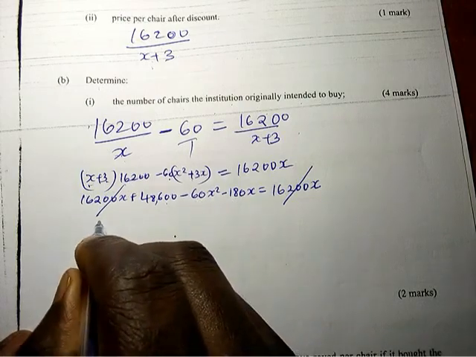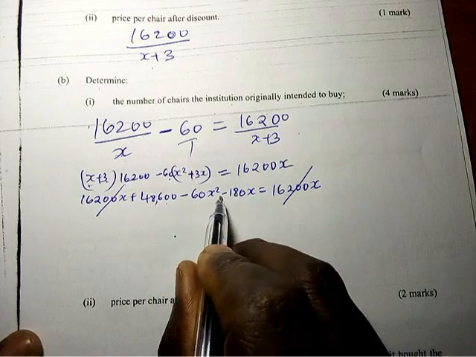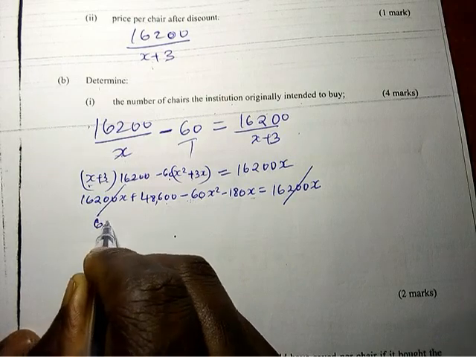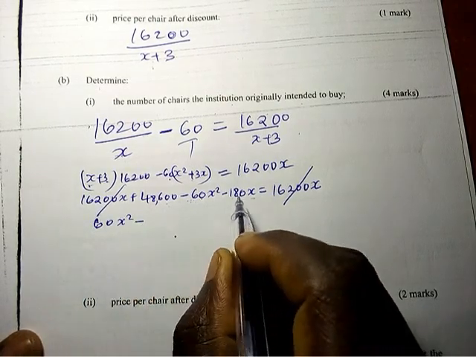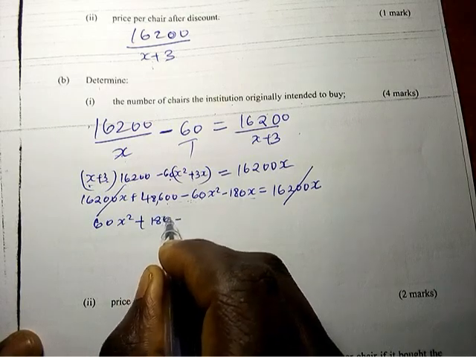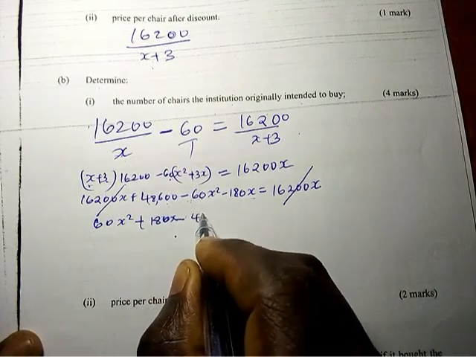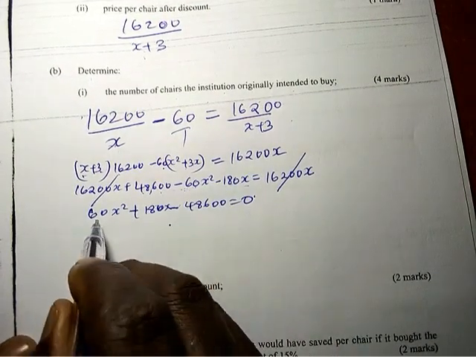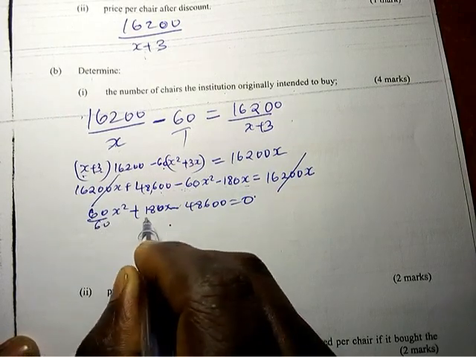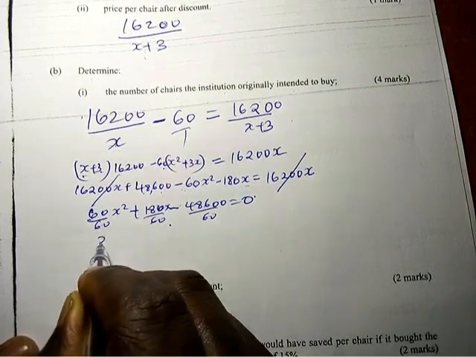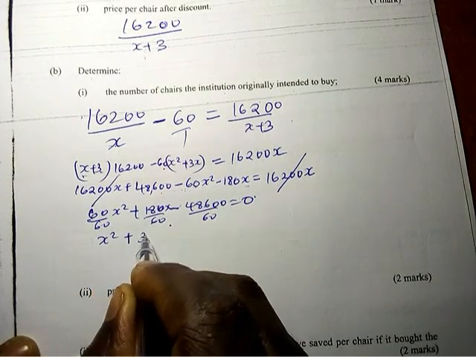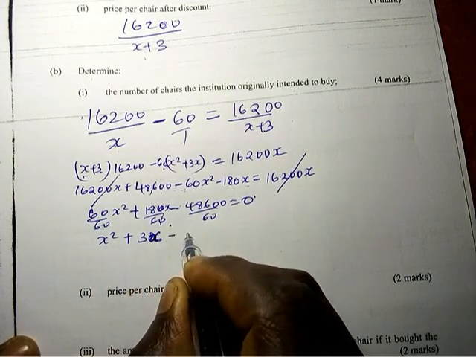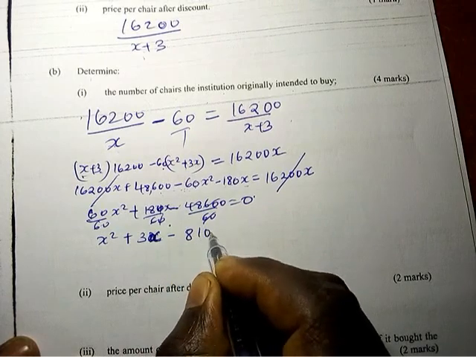So now we will rearrange this one, and I want to change the sign to be positive by dividing by negative everywhere. So I will have 60X squared plus 180X minus 4860 equal to 0. You can simplify further by dividing by 60. So X squared plus 3X minus 810 is equal to 0.